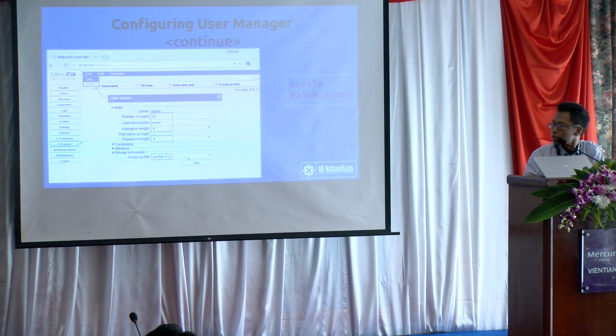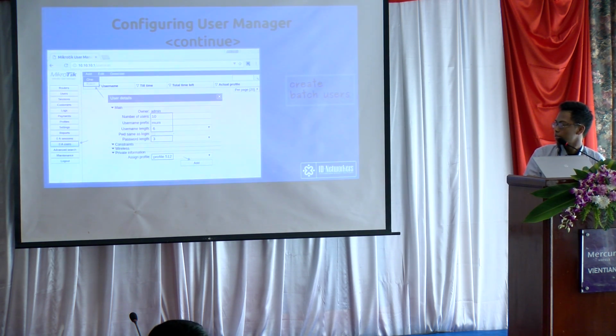You can go to users, add, and choose batch. Number of users is how many users we will create. I configure it as 10, so we will create 10 users at one time. Username prefix, I configure it as mom, so all users will begin with mom.